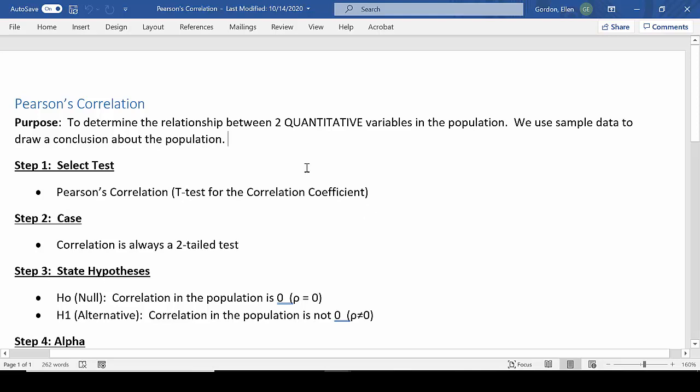So again, the purpose of a Pearson's correlation is to determine if there's a relationship between two quantitative variables. The hypothesis test takes sample data, and then it draws a conclusion about the population. So is the relationship in the sample strong enough to suggest that there's a relationship in the population?